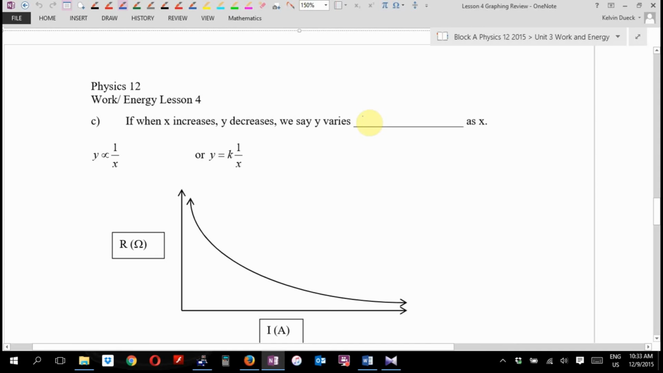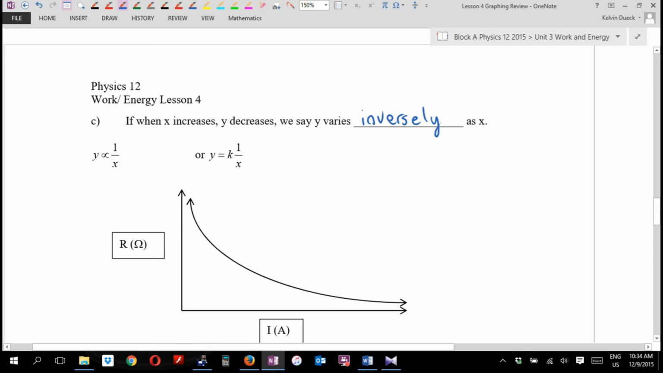We say y varies inversely as x. I hate that term. If I was in charge, I would say that y varies reciprocally to x. And the reason is, in math, you guys are learning about inverse. What's the inverse in mathematics? How do you find an inverse? You switch the x and y around in the equation, right? You don't flip it.